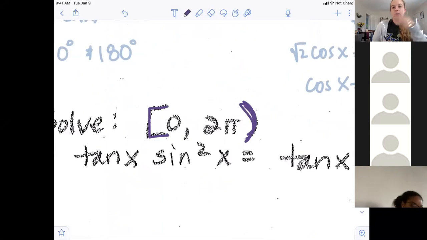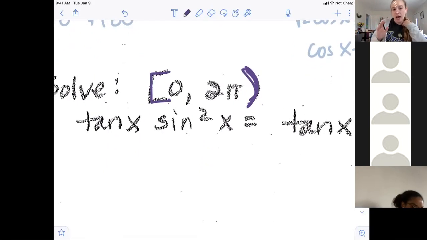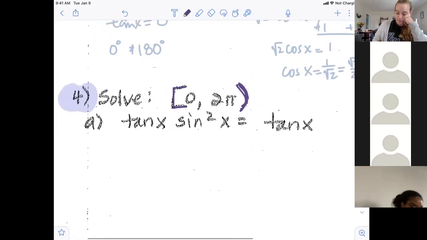The reason is 0 and 2 pi give the same answers, and so we're going all the way up to it. That would just start repeating answers and we don't need to do that. So if you think 2 pi, you're not wrong. It's just not in our range, so we're not going to use that.